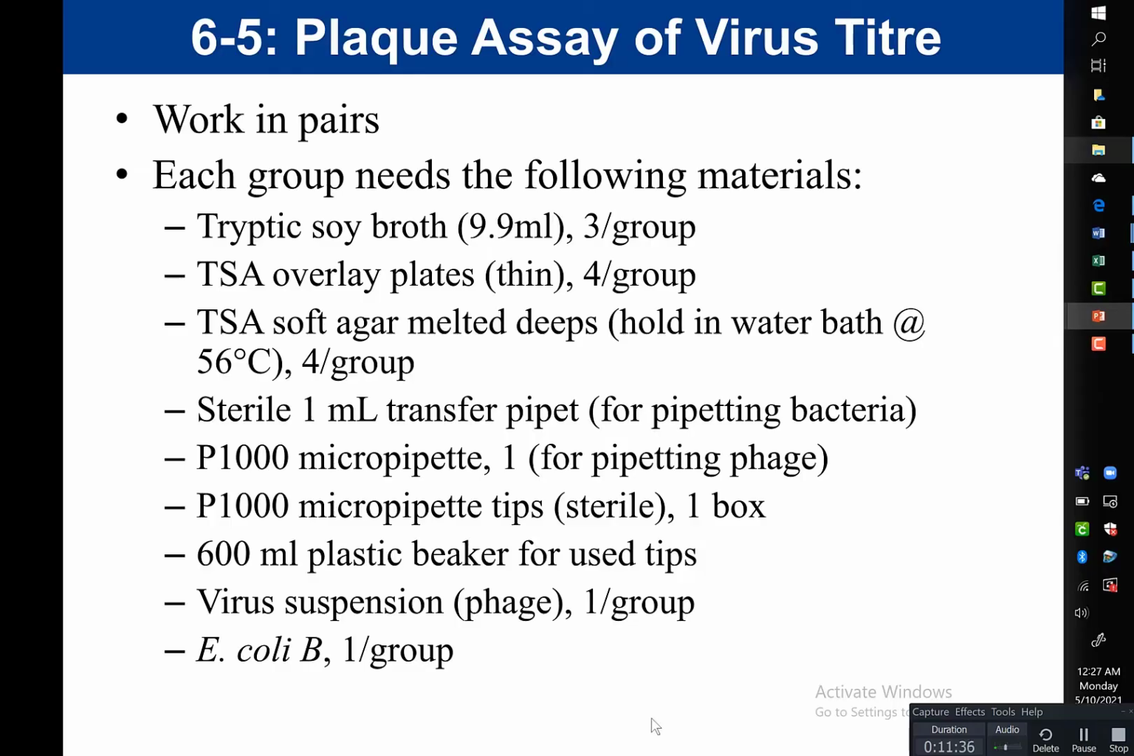You would need 1 virus suspension, which is your phage that you're determining the titer, so you would have 1 per group. And then you would have your E. coli strain B, 1 per group, because again, when we want to determine the titer of the phage, we have to also add the host cell in order for us to see where the virus is. The virus will not replicate without the bacteria. And so the next part of this video is going to be demonstrating the technique so that you can see how this experiment is actually done.